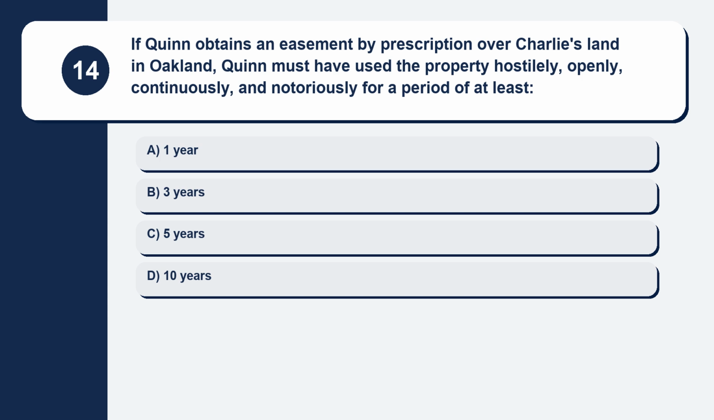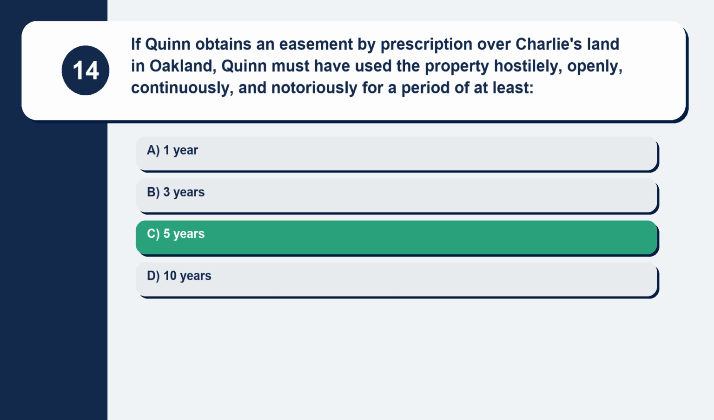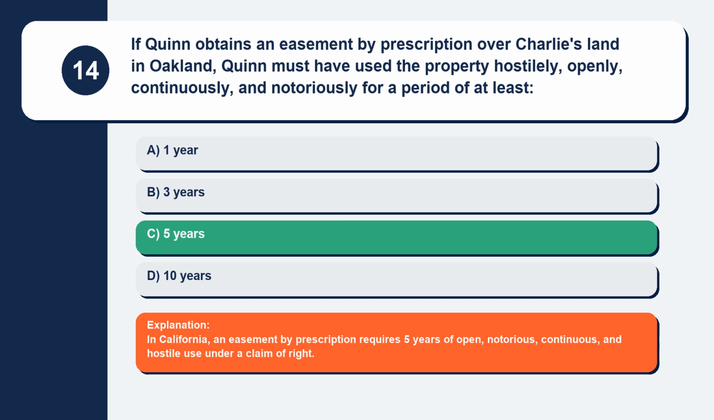Question 14. If Quinn obtains an easement by prescription over Charlie's land in Oakland, Quinn must have used the property hostilely, openly, continuously, and notoriously for a period of at least. Here are your options. Option A, 1 year. Option B, 3 years. Option C, 5 years. Option D, 10 years. The correct answer is option C, 5 years. Explanation. In California, an easement by prescription requires 5 years of open, notorious, continuous, and hostile use under a claim of right.